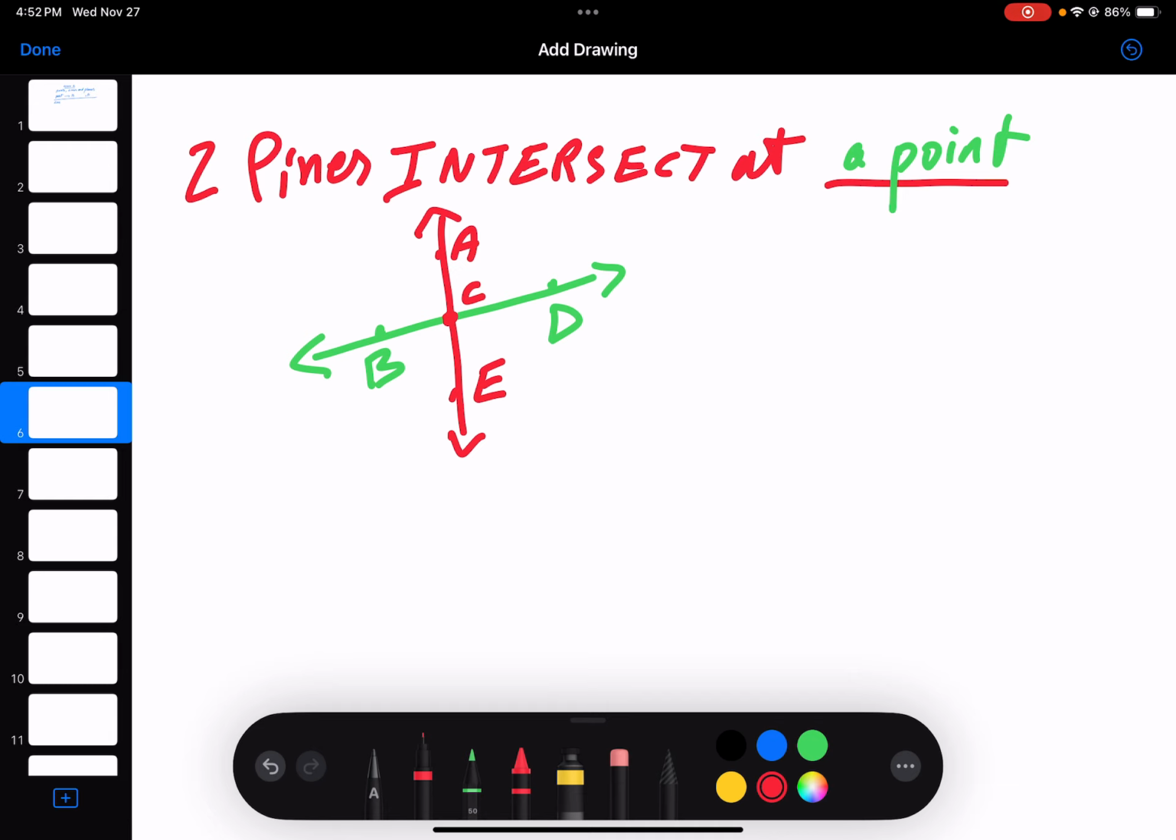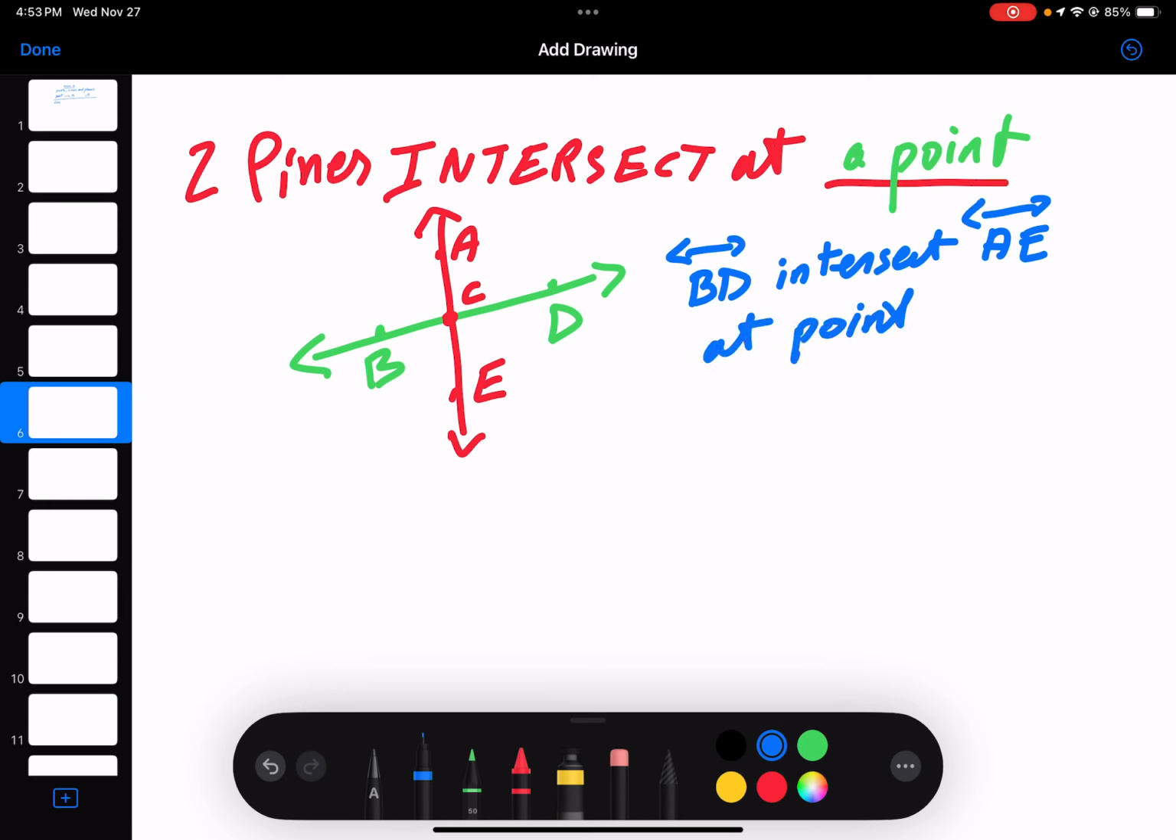we can see that the line BD, right, intersects line AE at a point, right, at point C. Okay, very important. Two lines, when they do intersect, they intersect at a point. Now, what about two planes?